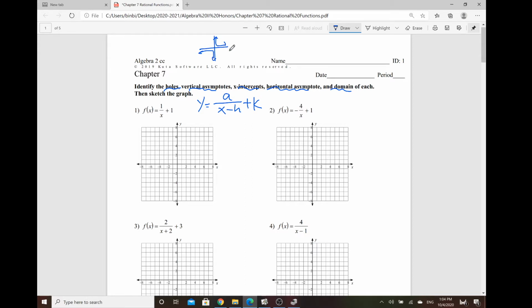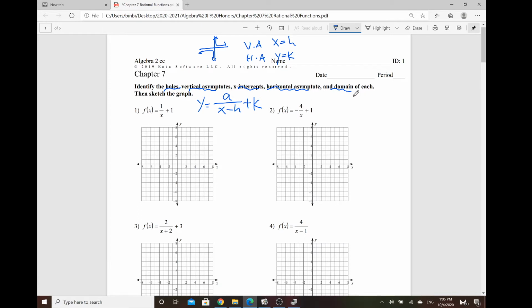So what does that involve here? The VA and HA. The VA is always the value of h, and the horizontal asymptote is always the value of k. Okay, so now compare and contrast. Let's find the value of a, h, and k.